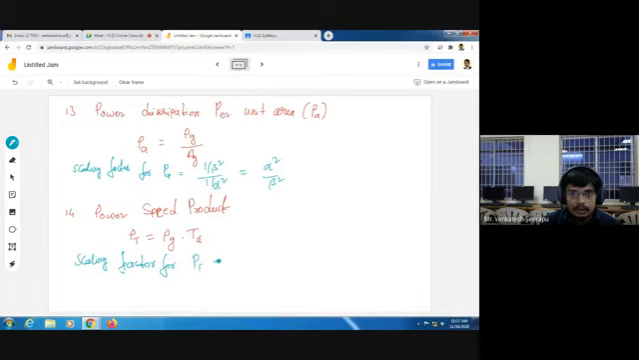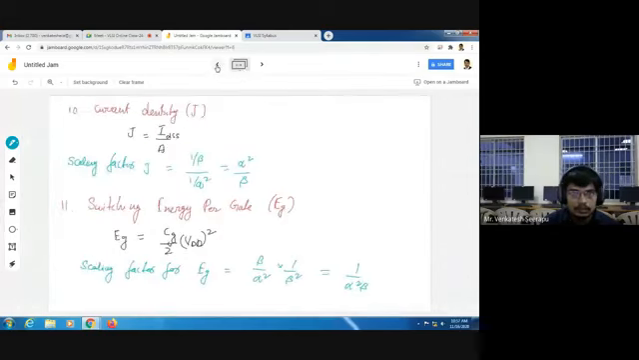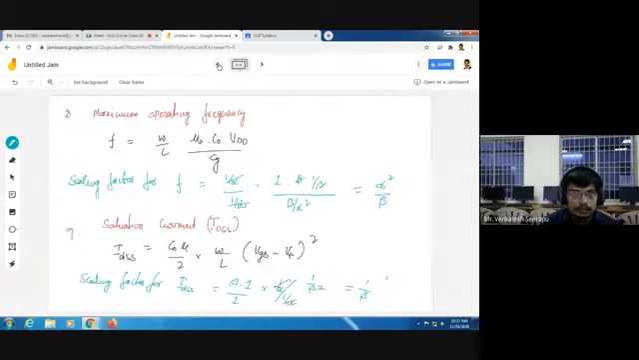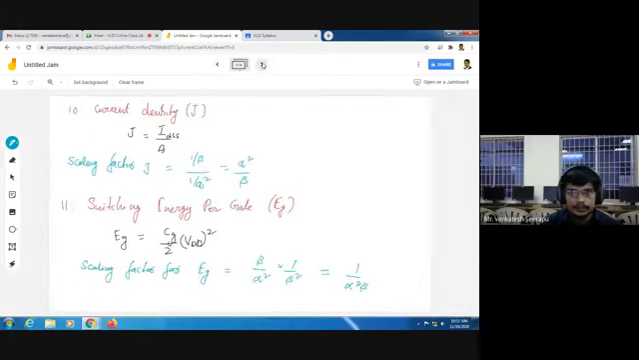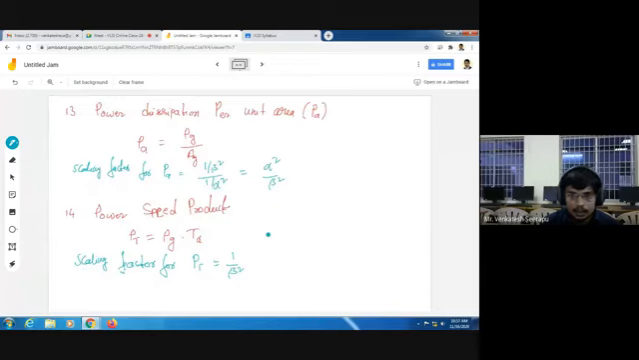PG has a scaling factor 1 by beta square. We have already found TD, which has a scaling factor beta by alpha square. So the scaling factor is 1 by alpha square beta.